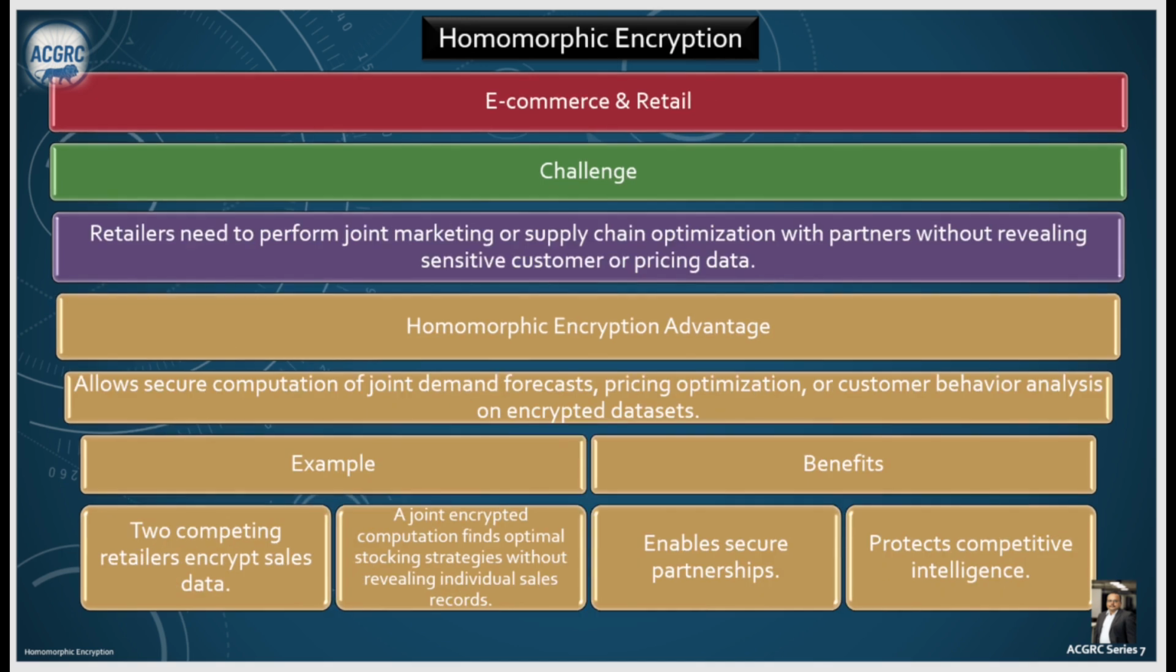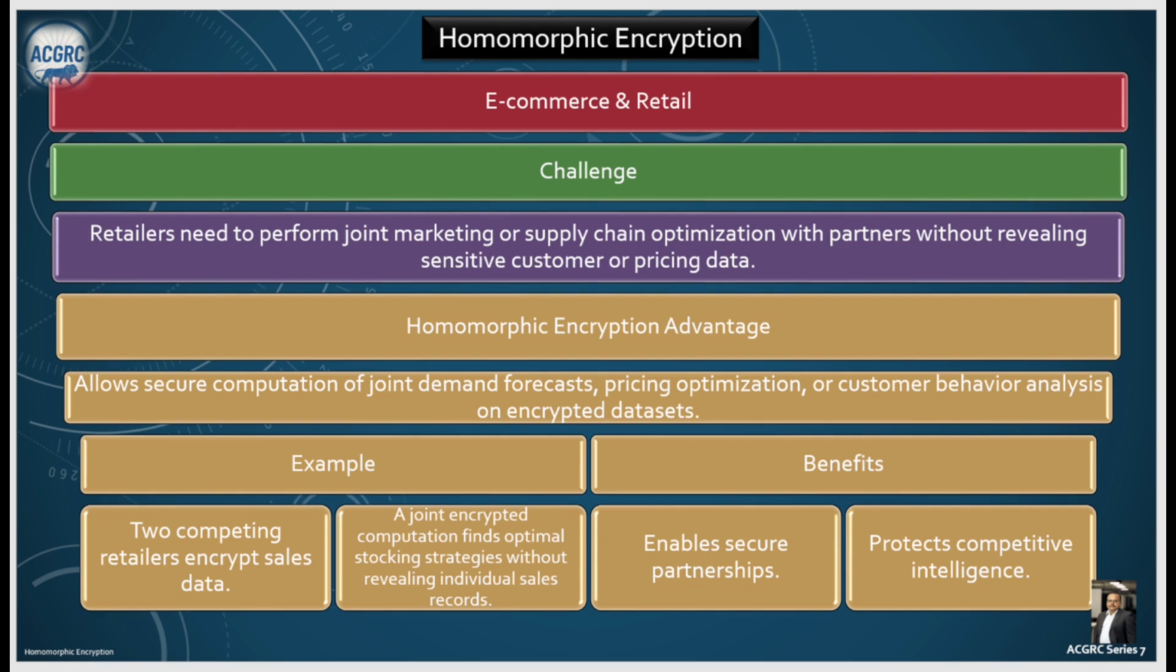Let's now look at e-commerce and retail space. Well, retailers need to perform joint marketing or supply chain optimization with partners without revealing sensitive customer or pricing data. With homomorphic encryption, it allows secure computation of joint demand forecast, price optimization, or customer behavior analysis on encrypted datasets.